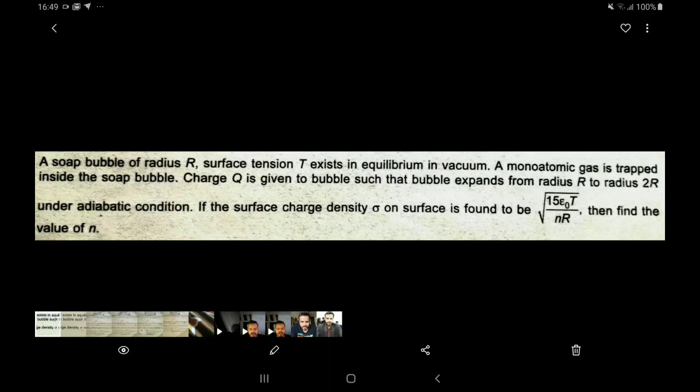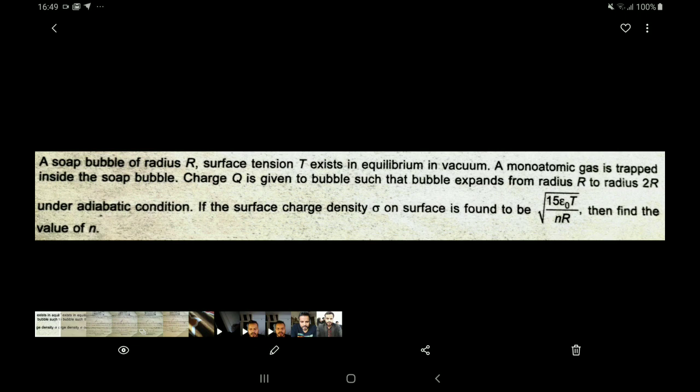Here is a problem which has the potential to teach you many things. This problem relates to the chapter of electrostatics, the chapter of fluid mechanics, and the chapter of thermodynamics. So this problem is rich in concept. The problem is in front of you. Read the question, get a feel of it, and we'll solve it together.